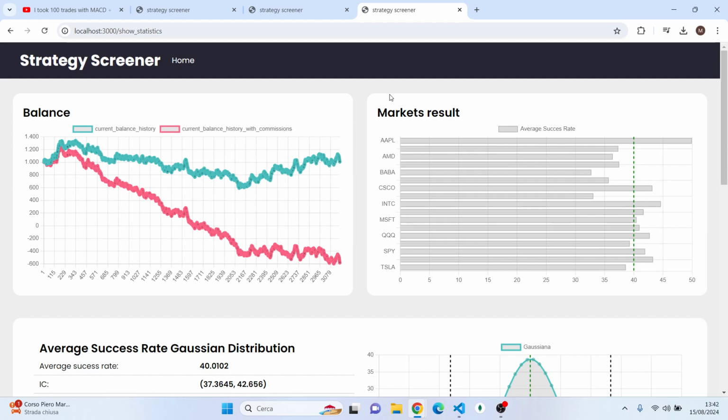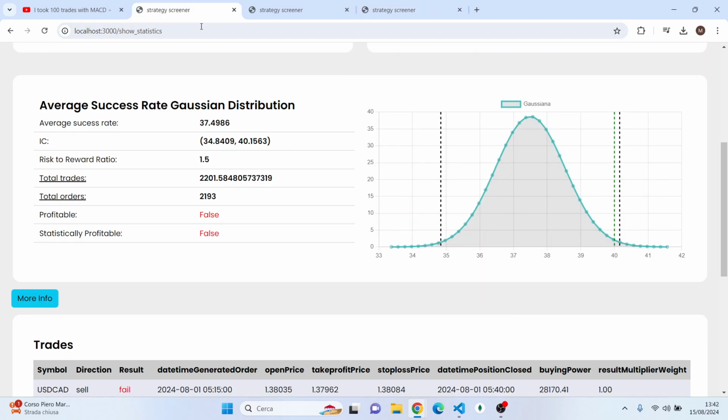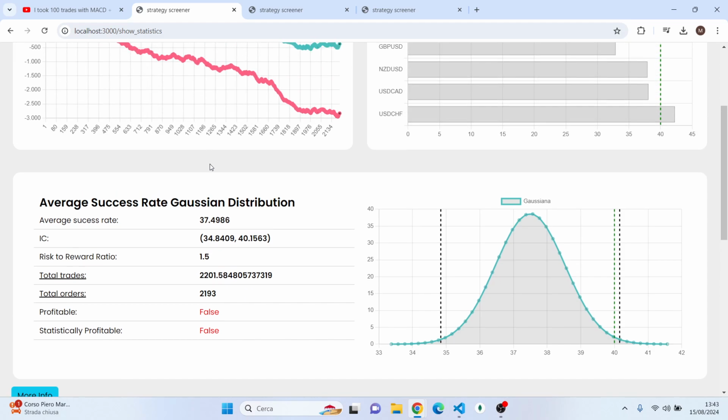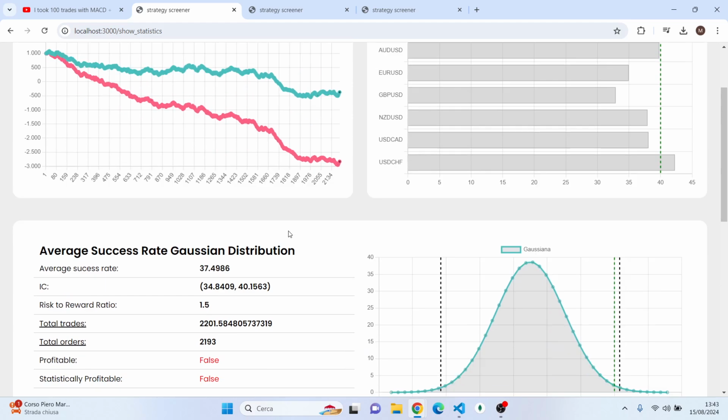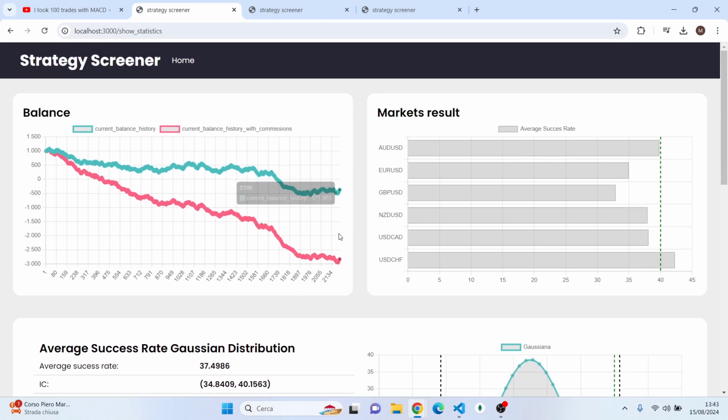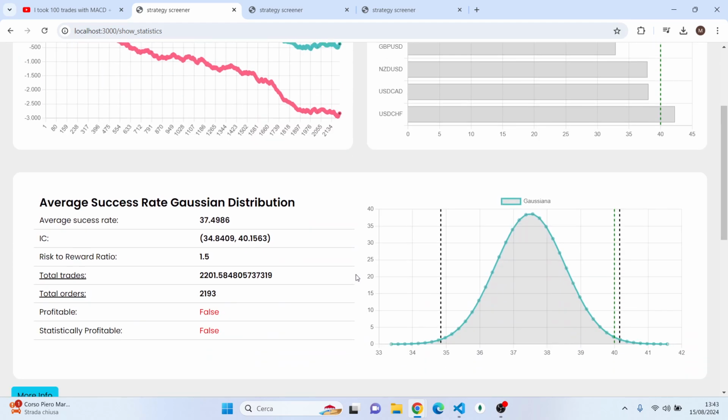But now let's talk about this strategy and let's see the basic result of this strategy. He said to backtest this strategy on forex pairs. I have done it, but the results are not as good as he claims. As you can see, the average success rate is not enough to be profitable, and the strategy is not profitable at all.